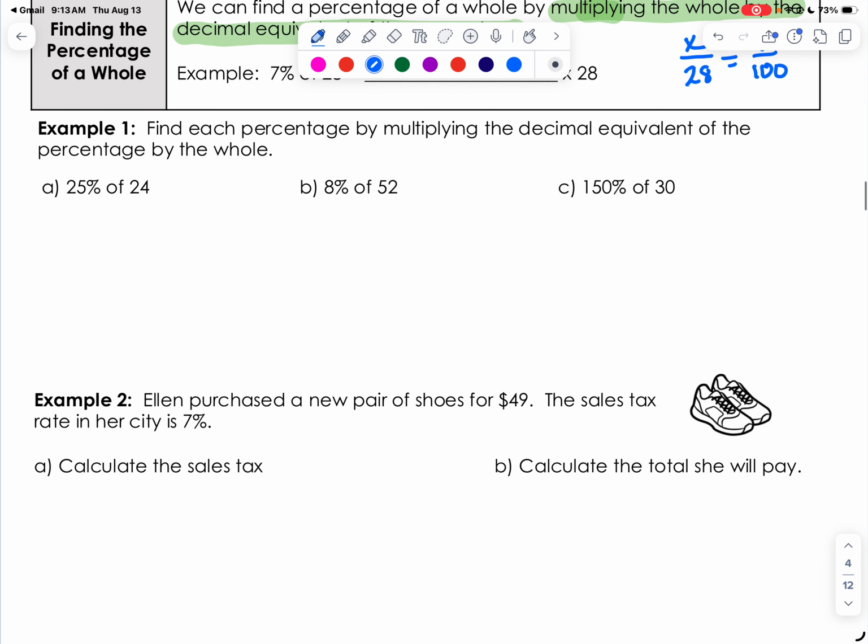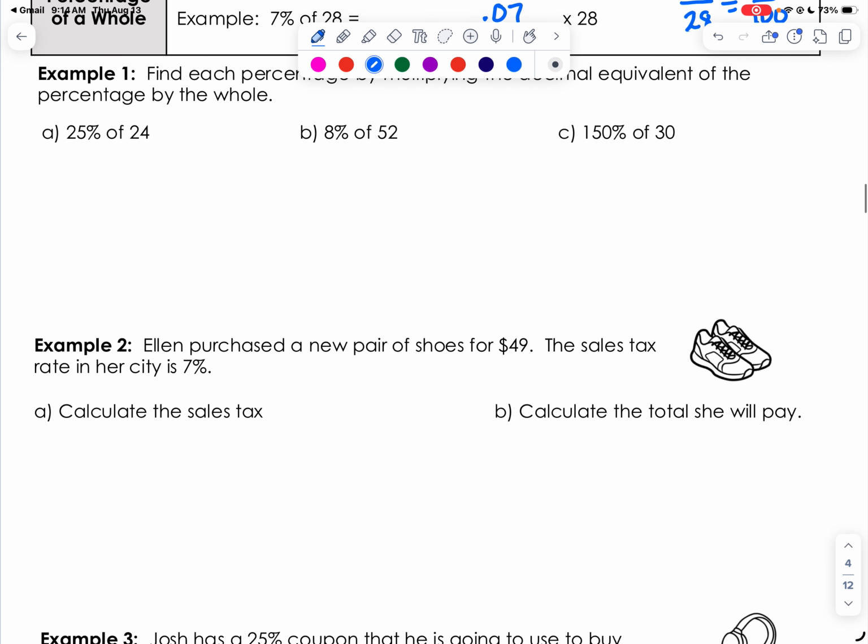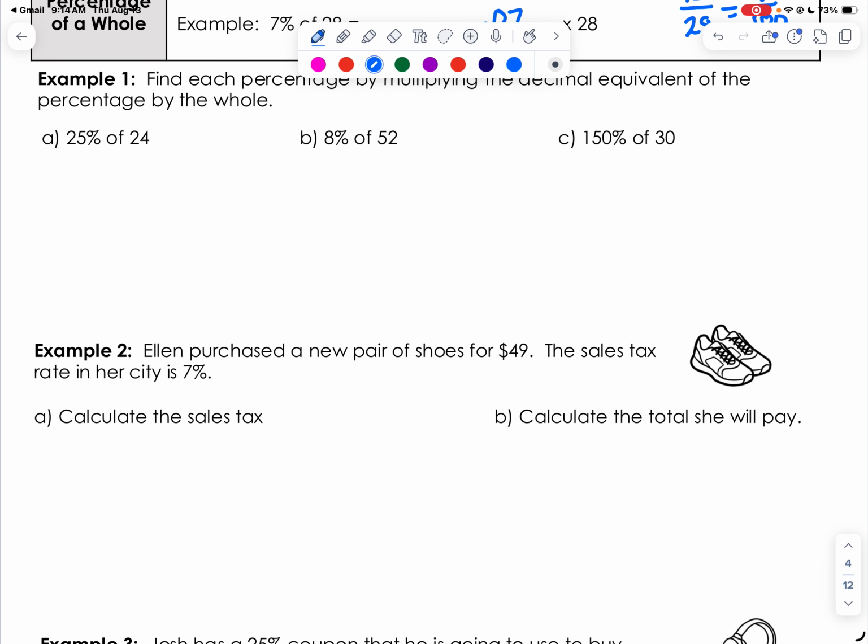In example 1, it says find each percentage by multiplying the decimal equivalent of the percentage by the whole. So if we're trying to find 25% of 24, that's the same thing as multiplying 0.25 times 24. So we'll take 24 and multiply it by 0.25. 4 times 5 is 20. That'd be 10, 11, 12. Drop a 0. 2 times 4 is 8. 2 times 2 is 4. Add that all up. 2 plus 8 is 10.